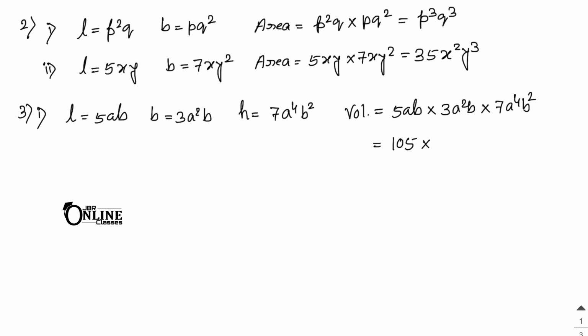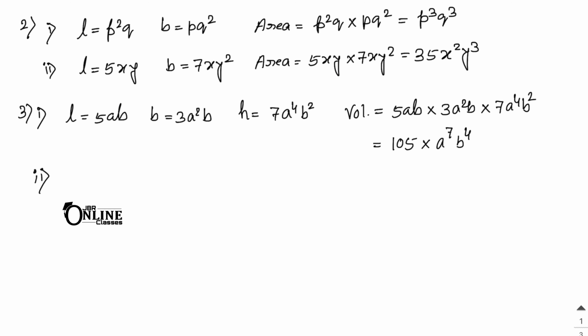Then here a into a square into a to the power 4. The power will be added. So 4 plus 2 is 6, 6 plus 1, it's a to the power 7. Next, b into b square into b square, it becomes b to the power 4. So your answer is 105 a to the power 7 b to the power 4.